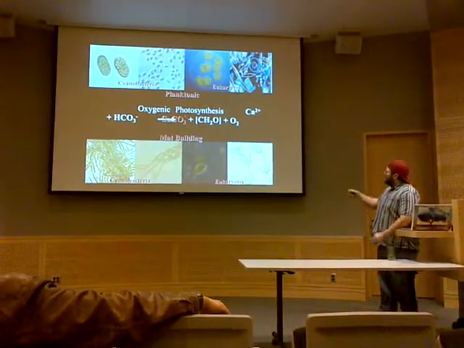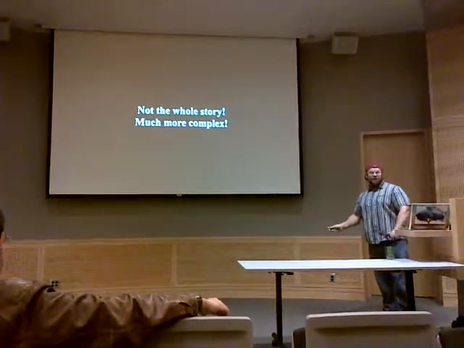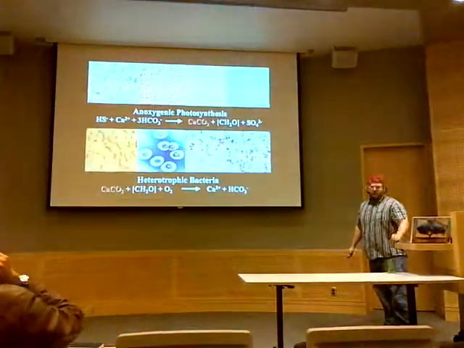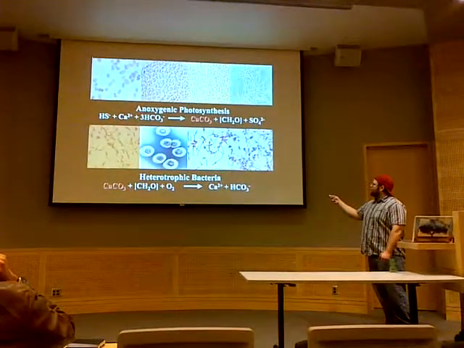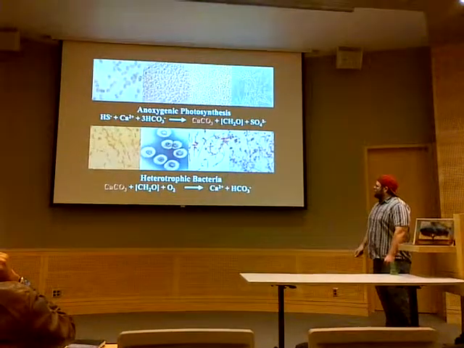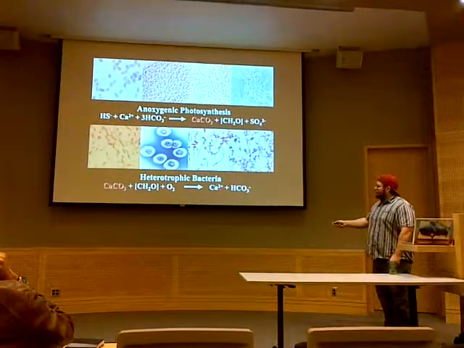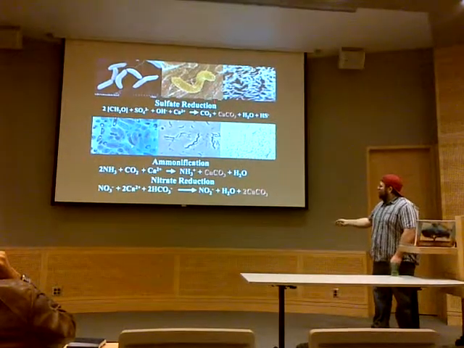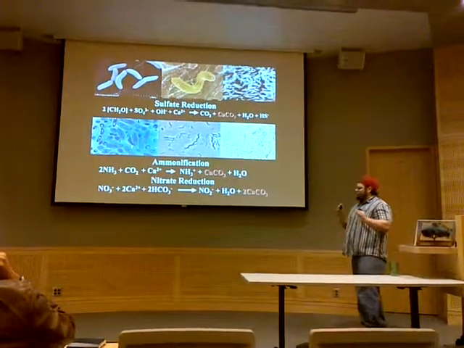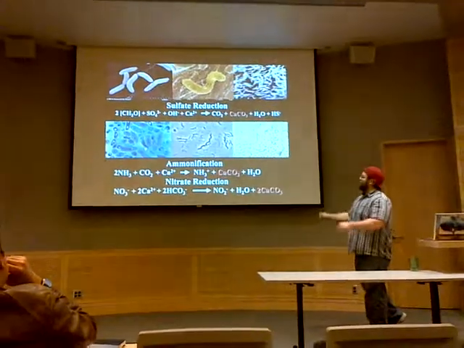But basically, this is not the whole story. It's much more complex. You have, like I said, this dominant member doing anoxygenic and oxygenic photosynthesis, making the microbialites, and you have these heterotrophs which are degrading this carbon. But you also have all these other chemistries in sulfate and nitrate that actually form the rocks.